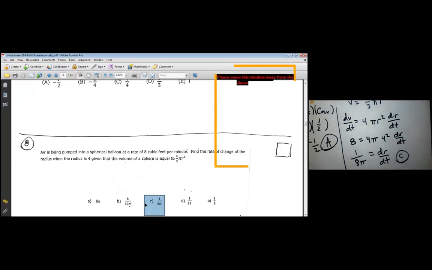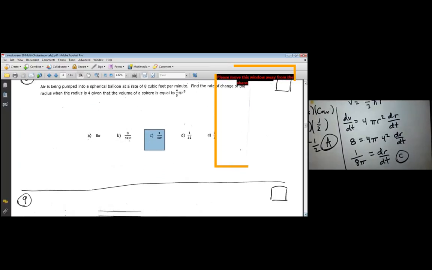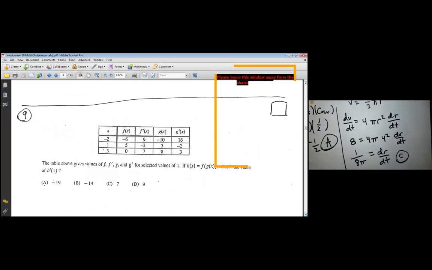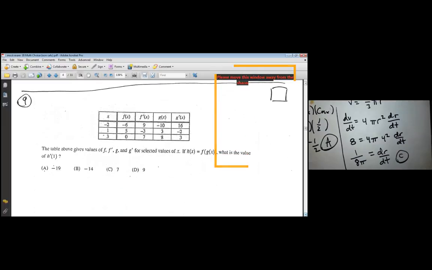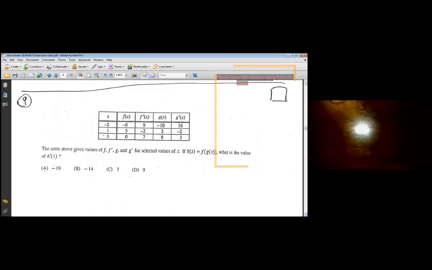Any questions on 8? Okay, we're on to 9. Let's see what we got.